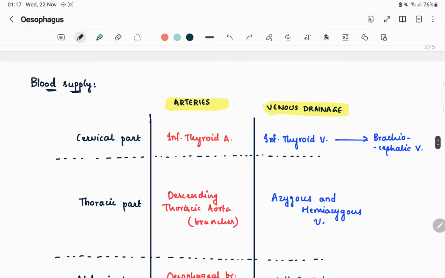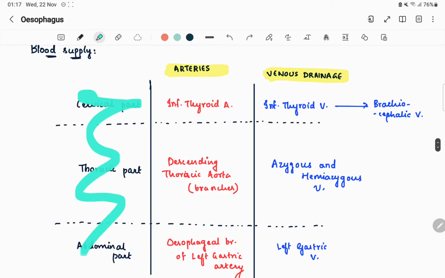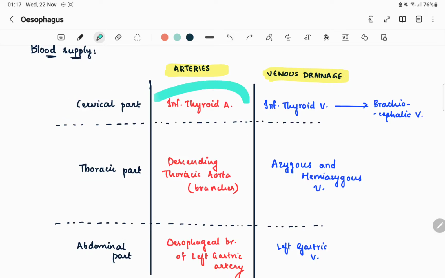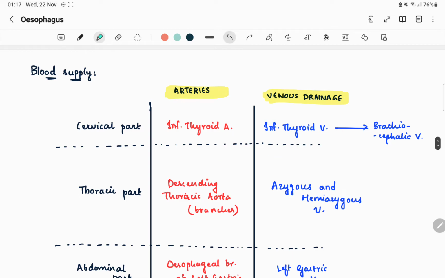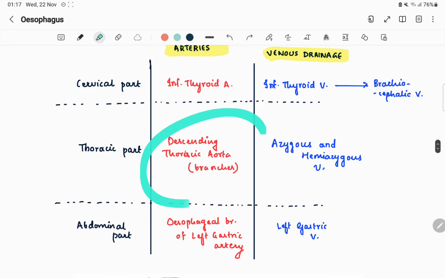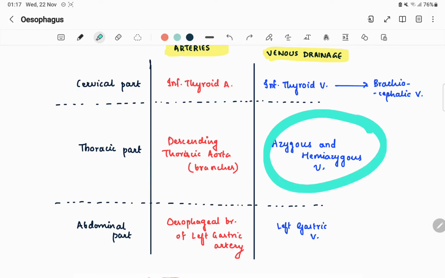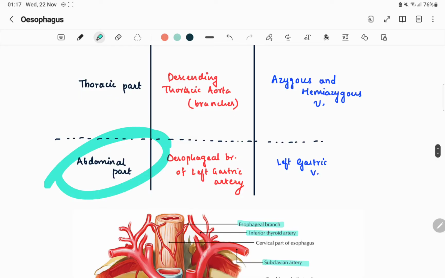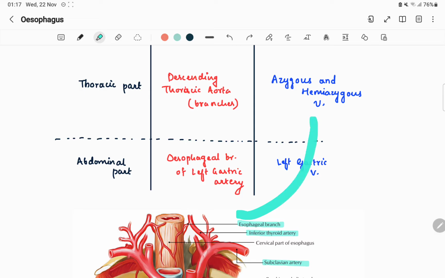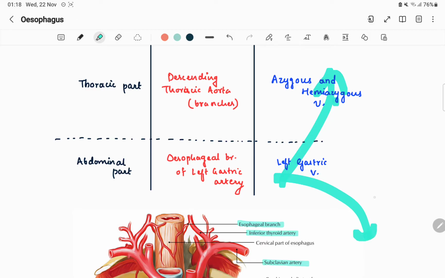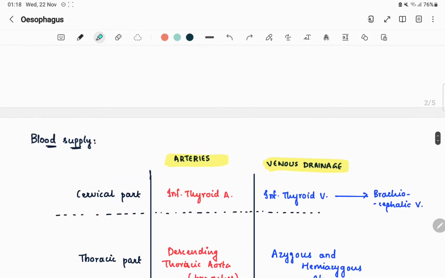Blood supply. What is the blood supply? We have the cervical part, thoracic part, and abdominal part. The cervical part is supplied by the inferior thyroid artery. The venous drainage is the inferior thyroid vein, which later drains into the brachiocephalic vein. The thoracic part is supplied by the descending thoracic aorta, and venous drainage is by the azygos and hemiazygos veins. The abdominal part is supplied by the esophageal branch of the left gastric artery. The left gastric artery runs along the lesser curvature of the stomach and gives off esophageal branches going up. The left gastric vein is the venous drainage.